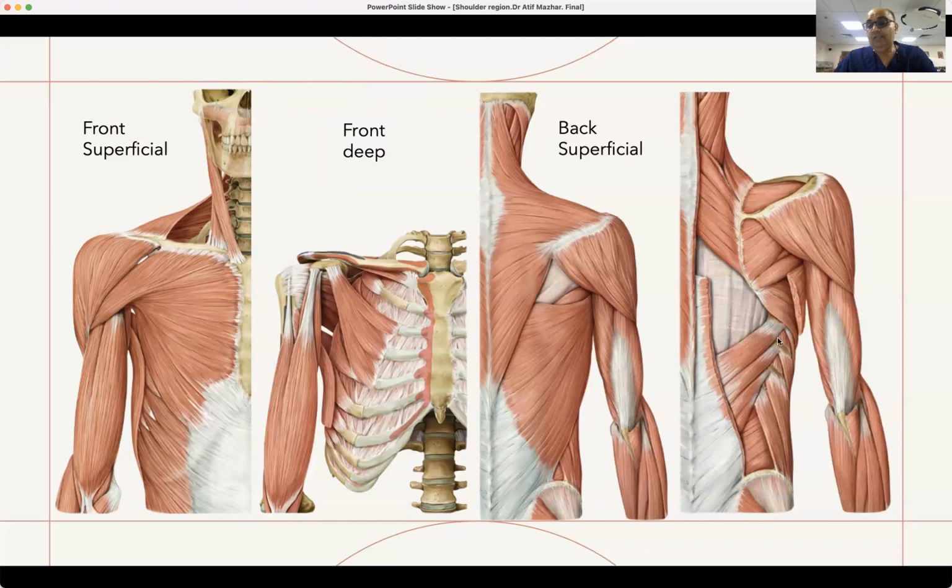And then when we remove it, you can see more details. Levator scapulae, you can see rhomboid minor, rhomboid major. You can see the supraspinatus, infraspinatus, teres minor, teres major, latissimus dorsi has been cut, deltoid, and triceps.